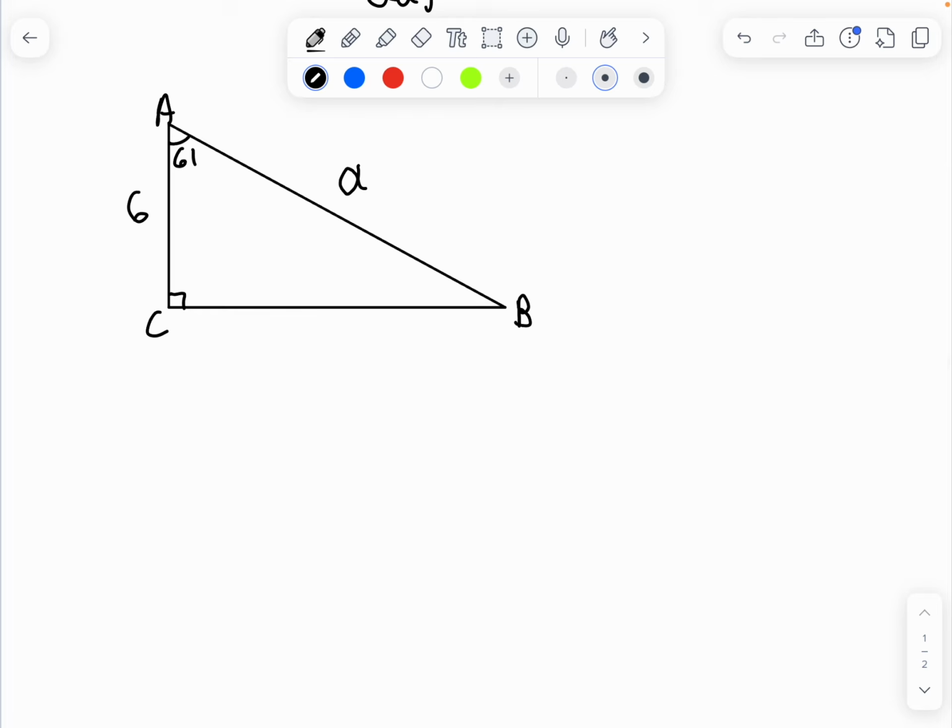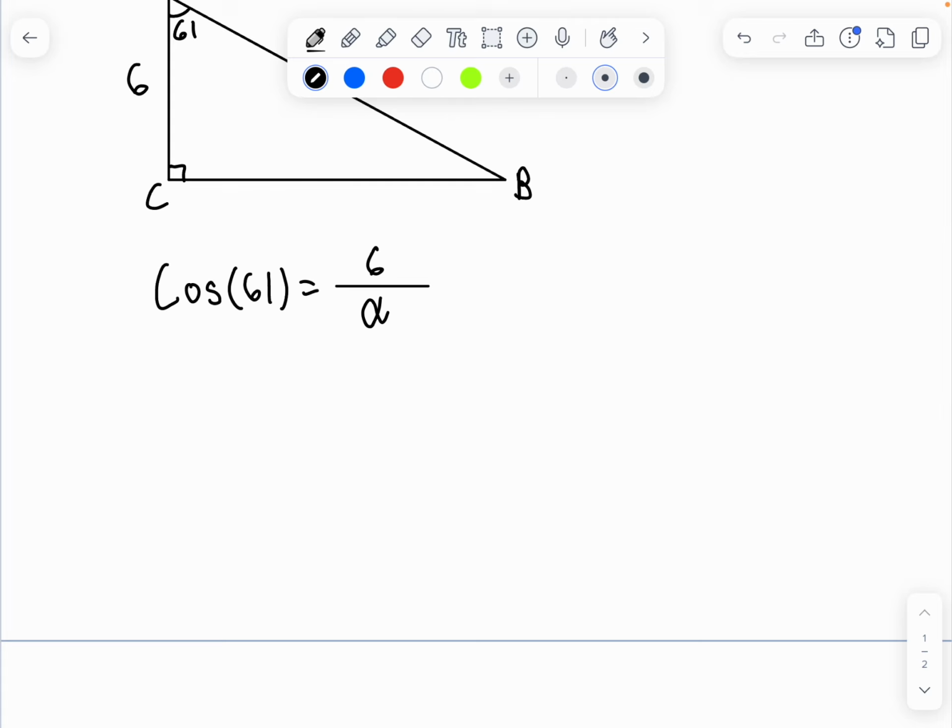So, the value of alpha would be: cosine of 61 degrees, I don't need the degree symbol, is equal to, remember it's adjacent, so it's 6 over alpha. And then now you switch, so alpha would equal 6 over cosine of 61.